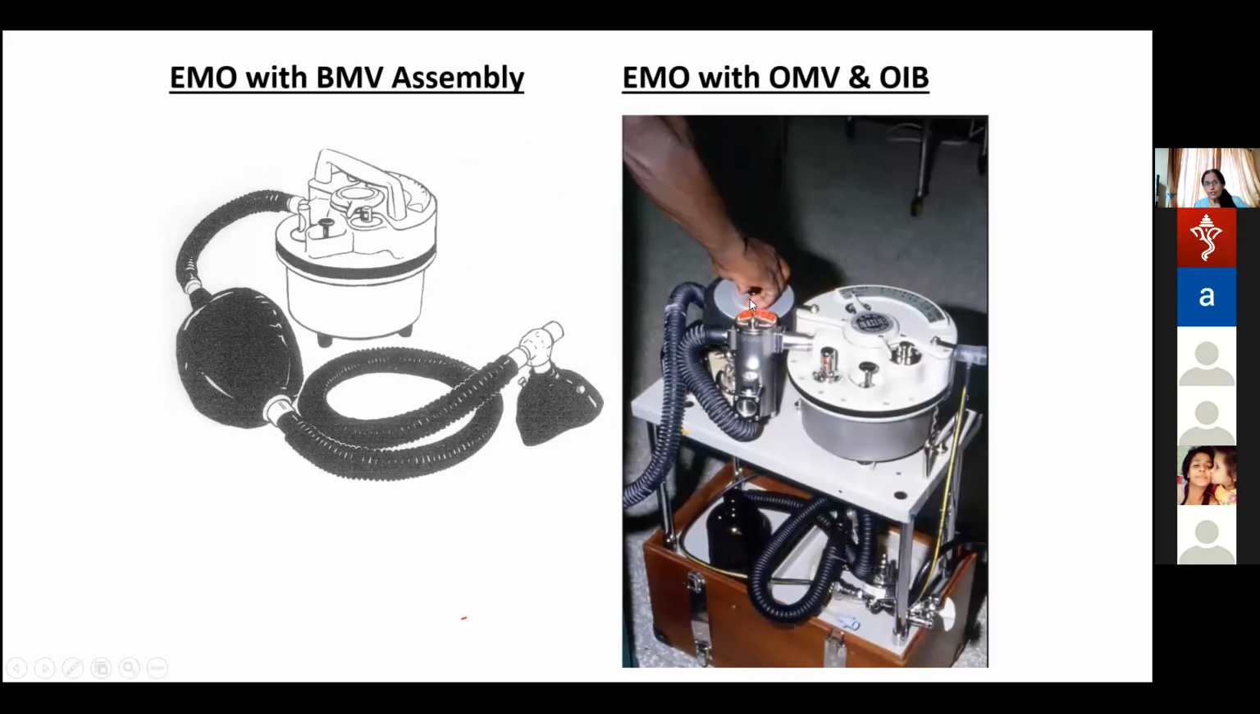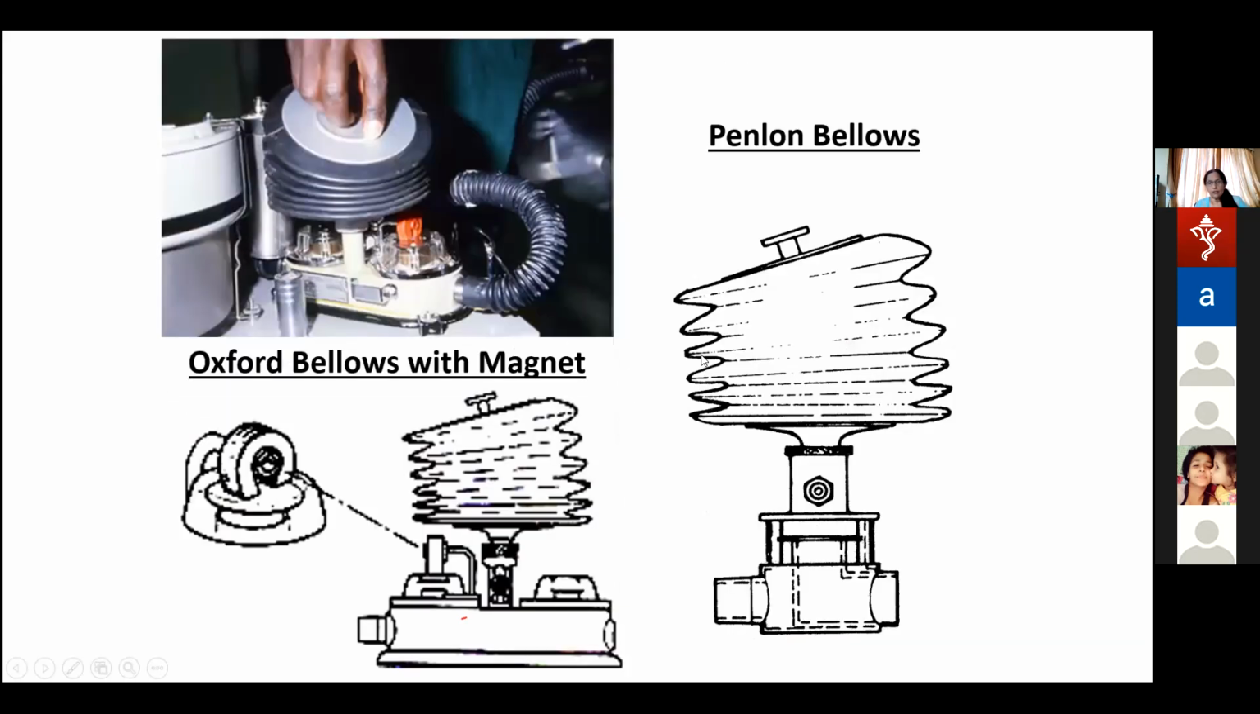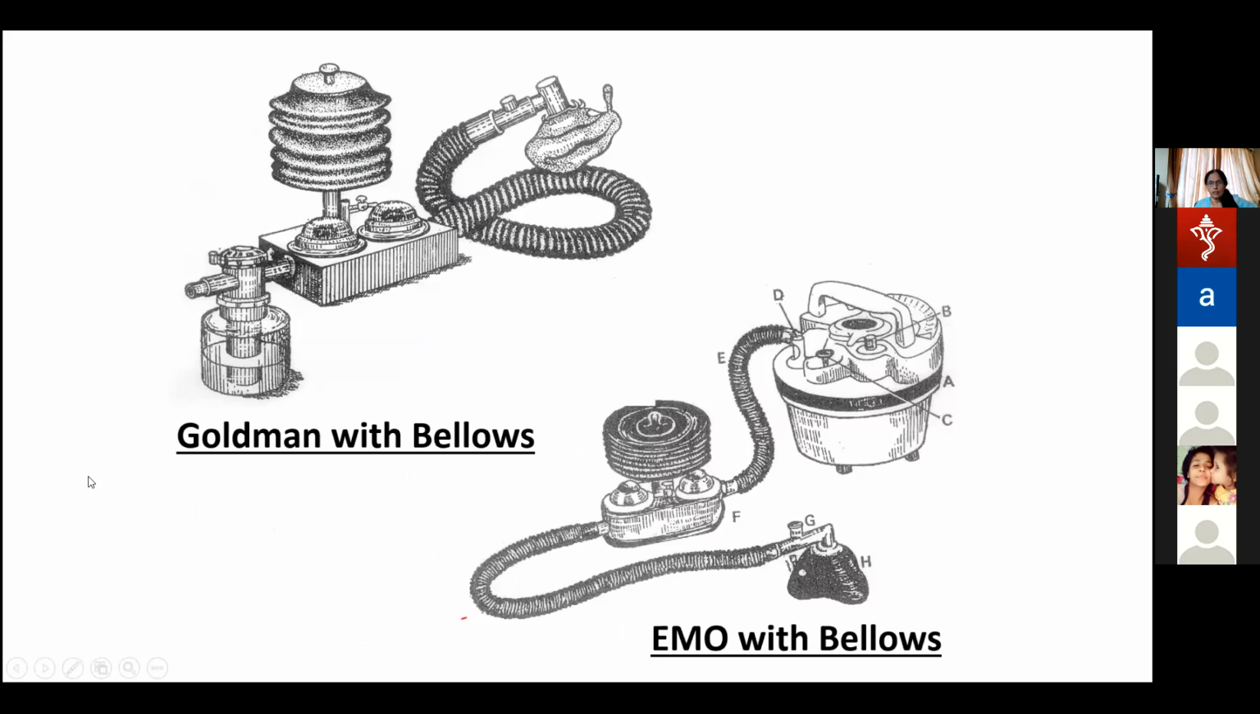This is your EMO. It can be used with bellows. You can see here EMO used with an Ambu bag. Now you can see here this is Oxford inflating bellows and this is Penlon bellows. With Penlon bellows, you have to use a non-rebreathing valve whenever you are using it. With Oxford inflating bellows, you can use a Heidbrink valve, but if you want to use a non-rebreathing valve, you have to paralyze the valve towards the patient by using a magnet. You can see magnets are always provided with Oxford inflating bellows. So this is Goldman connected to bellows. Here is your EMO connected to bellows.